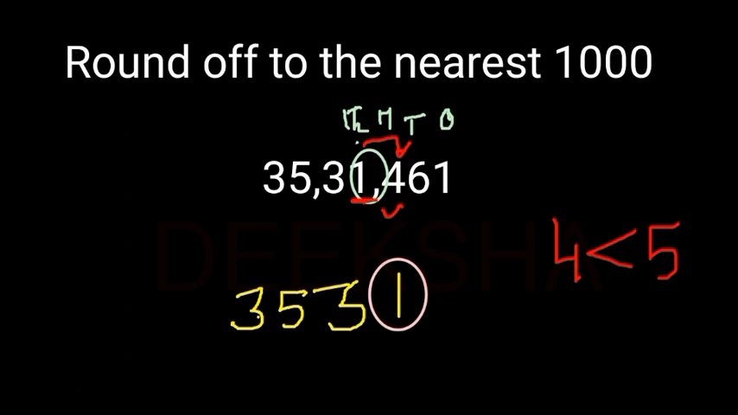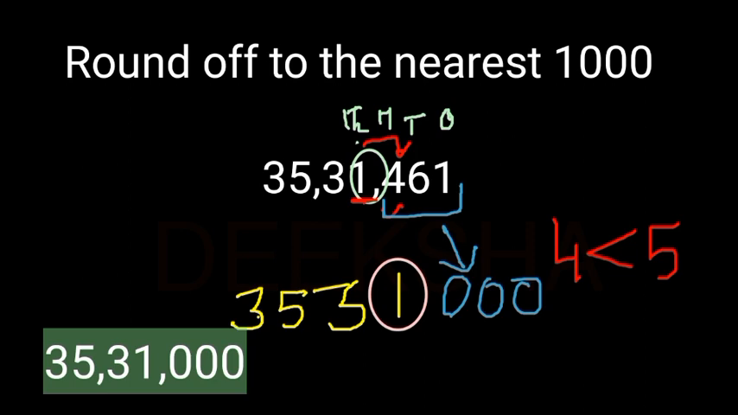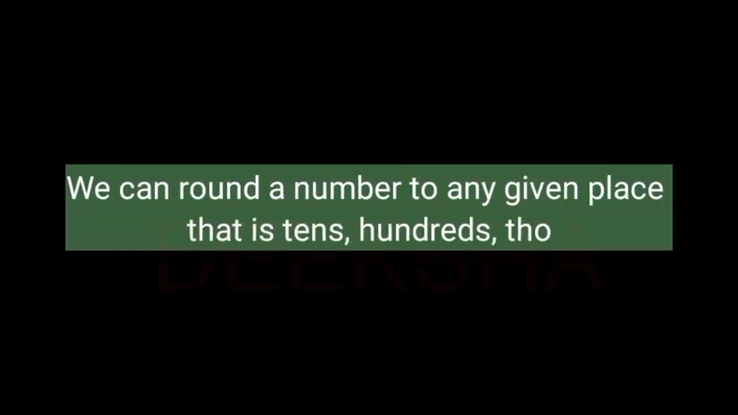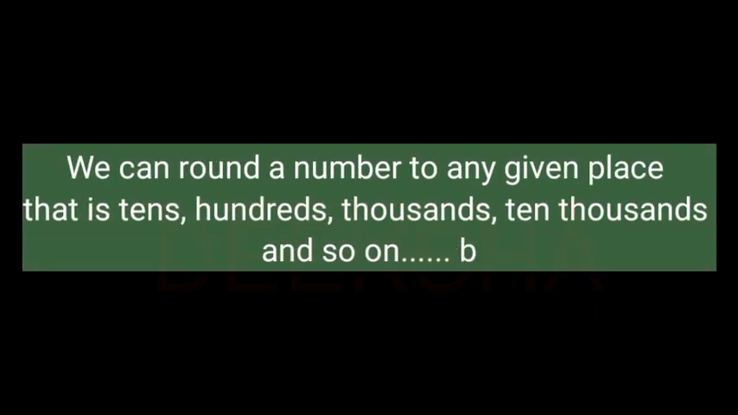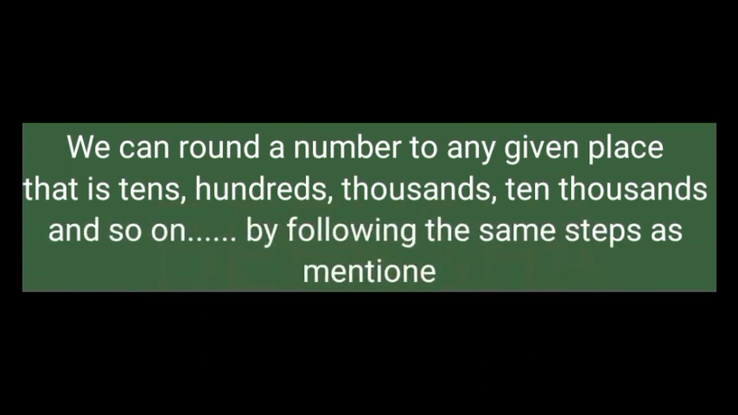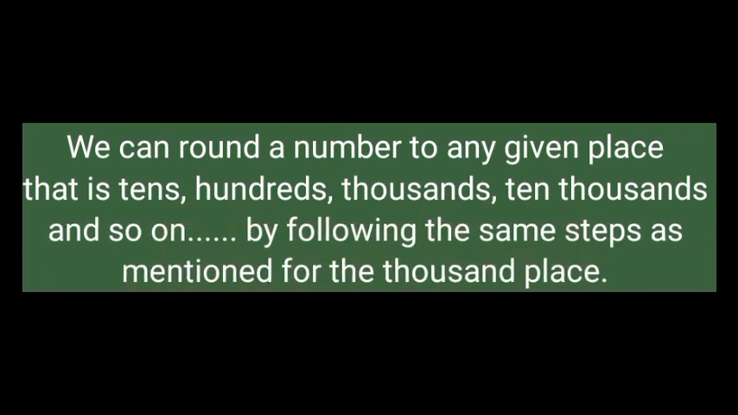Second step, change all the digits to the right of the thousand place to 0. So we got the answer 35,31,000. We can round a number to any given place, that is tens, hundreds, thousands, 10,000s and so on by following the same steps as I mentioned for the thousand place. Now let's practice with some examples.